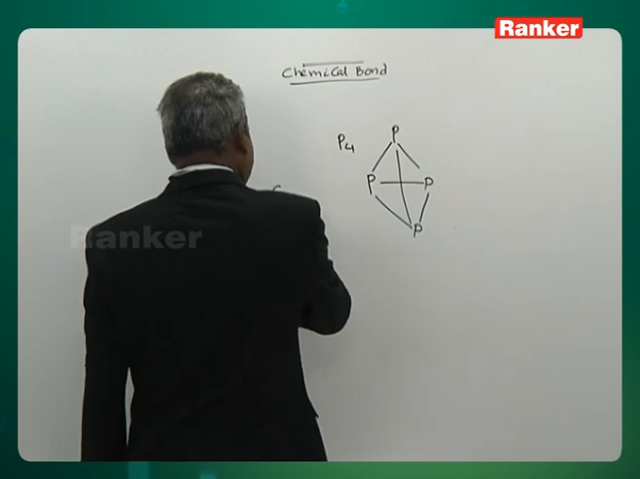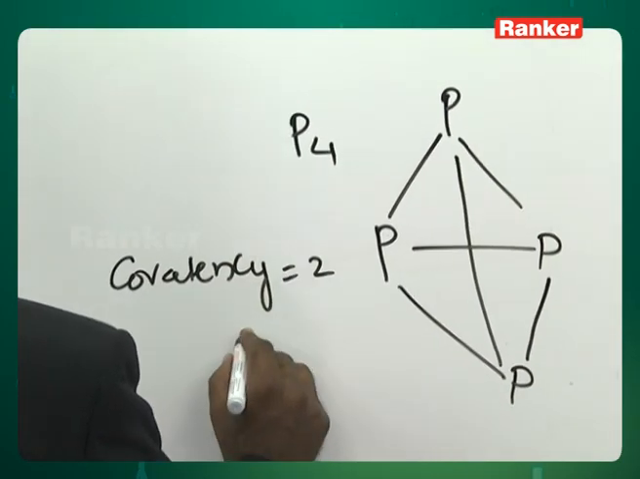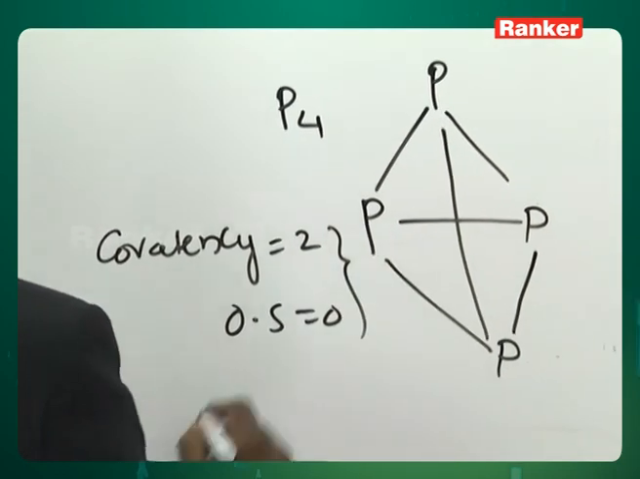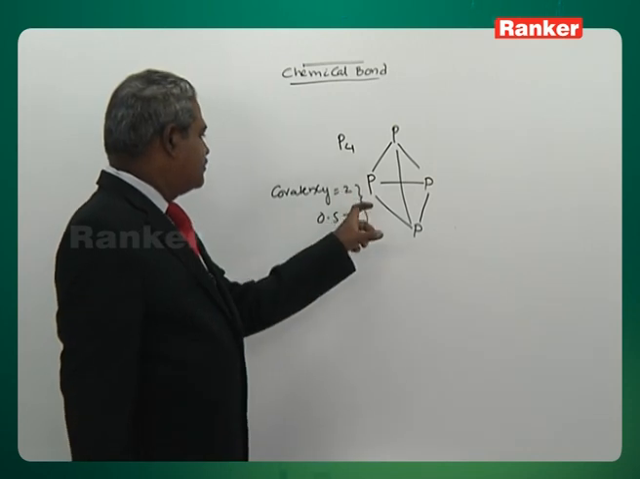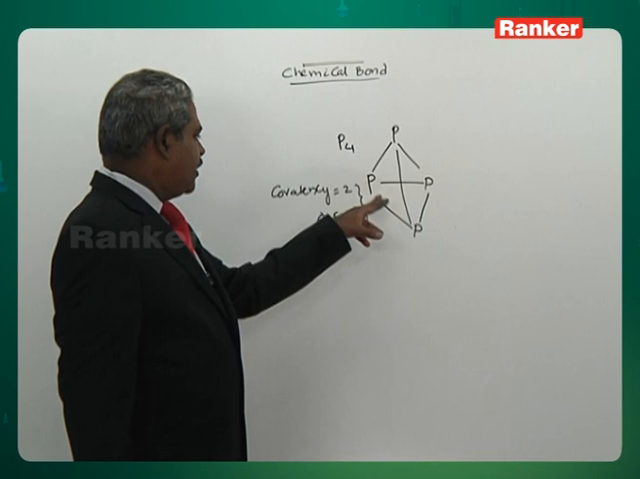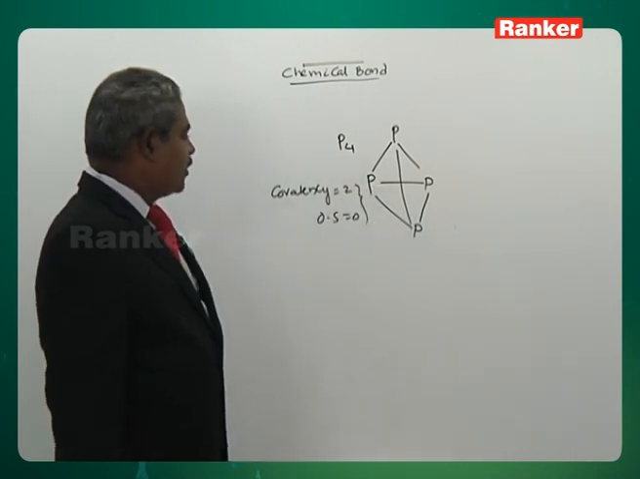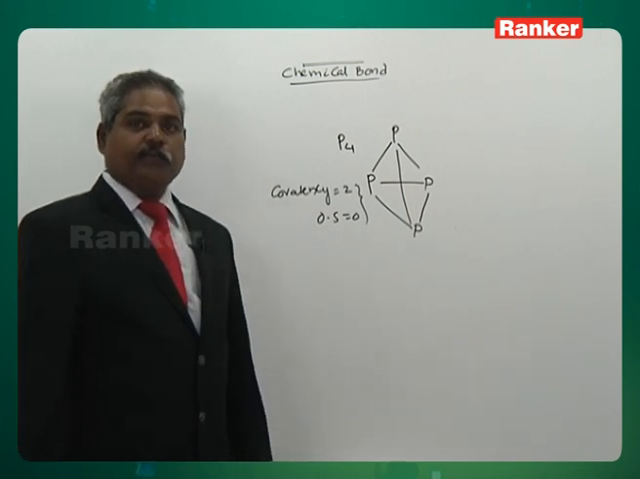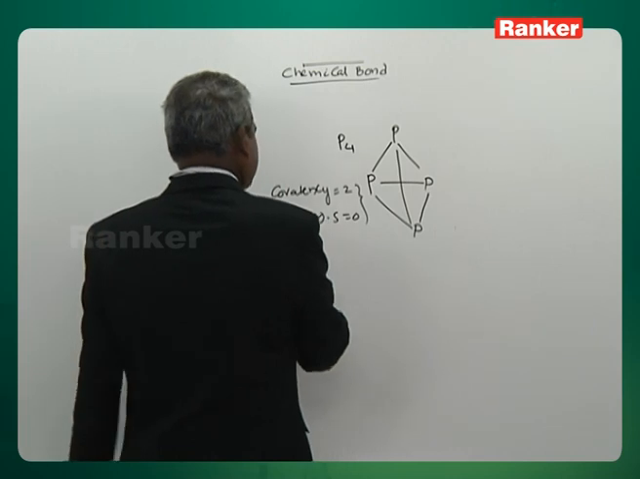So what is the covalency of phosphorus? Covalency, number of bonds, 3. Oxidation state, 0. Because all are phosphorus bonds, which end in a draw. In the bond, no one wins. Phosphorus and phosphorus are equal opponents. The bond between equal opponents, nobody wins, nobody loses. Covalency is equal to 3, oxidation state is equal to 0.